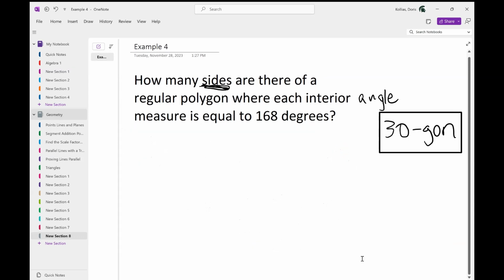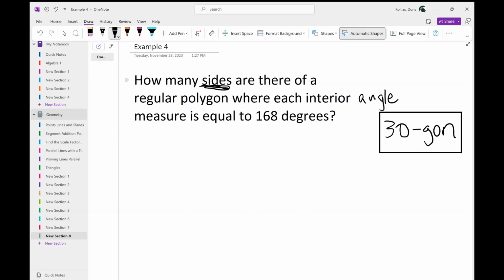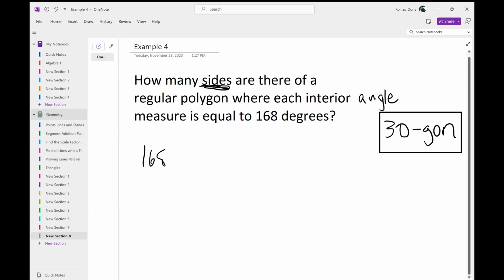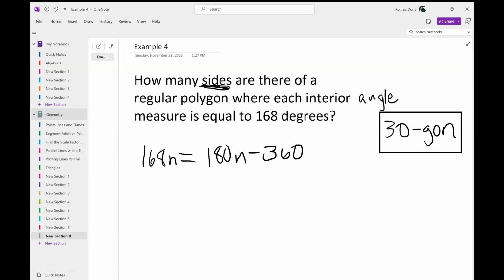Now, what we did in that math was we ended up with 168n is equal to 180n minus 360. I think we had it on different sides, but anyway, what we ended up having to do there is find the difference between 180n and 168n. And so we know that that's where we got that negative 12n is equal to negative 360, and then we just divided by negative 12 to get our 30, right?